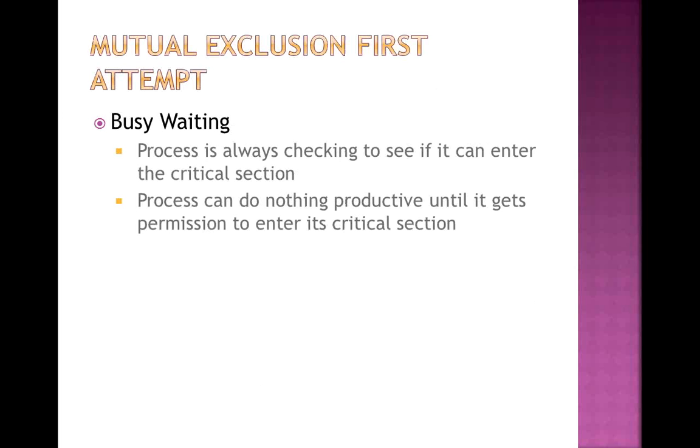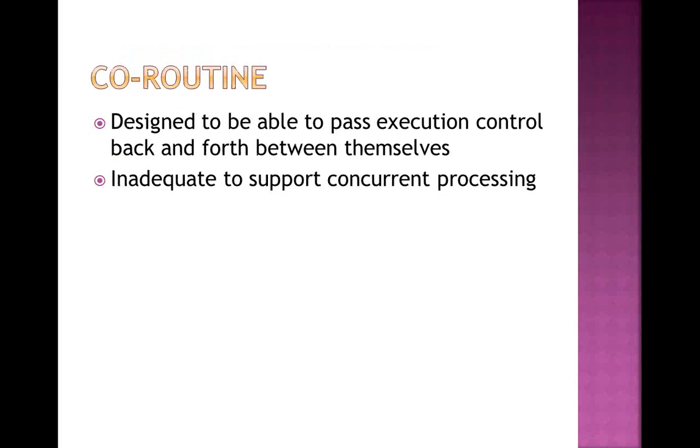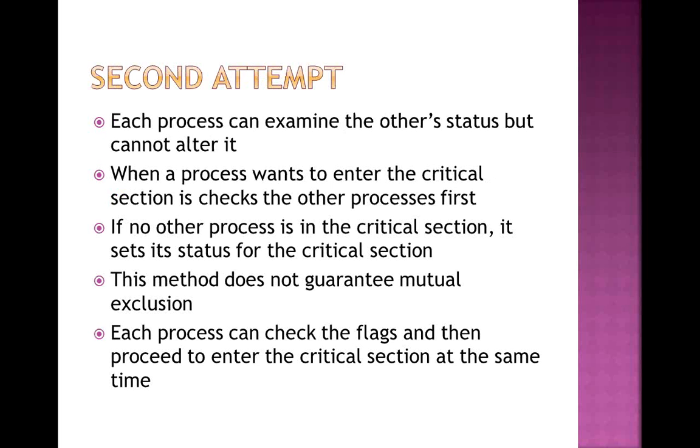Now, the first attempt at mutual exclusion is busy waiting. The process is always checking to see if it can enter the critical section, that is, whether it is busy or not. The process can do nothing productive until it gets permission to enter its critical section. Now, coroutines are designed to pass execution control back and forth between themselves. That is inadequate to support concurrent processing. Now, what is the second attempt? That was the first attempt. The second attempt is that each process can examine the other's status but cannot alter it.